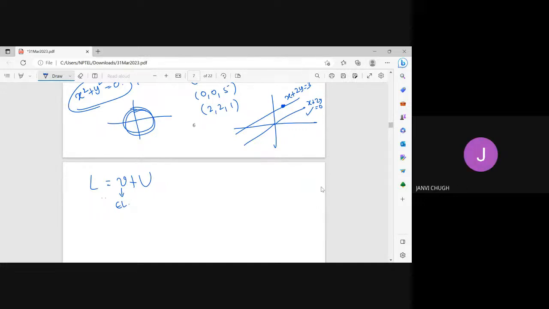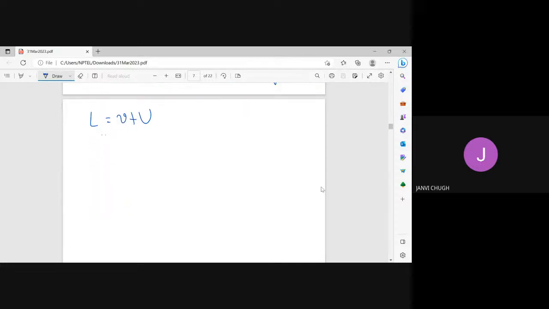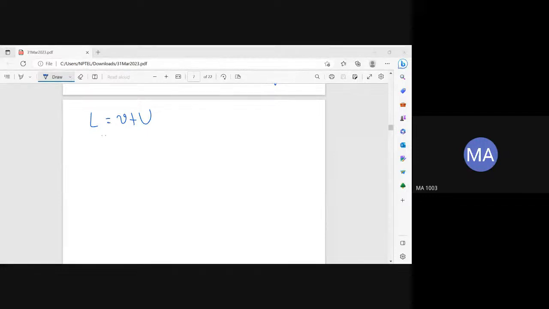Ma'am, can you please solve one question for this, if it's clear, because affine subspaces... What do you want me to solve? Can you pick a question and tell me? The 7.2 activity question, can you solve any one? 7.2 activity. Okay, let me pick the first question.